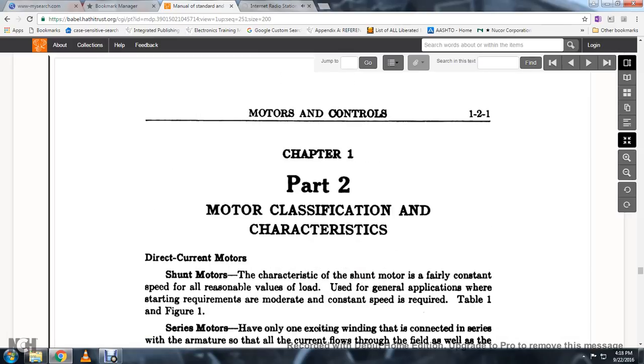Chapter 1, Motors and Operation, Motors and Controls, Chapter 1, Part 2, Motor Classification and Characteristics. Direct current motors: the characteristic of the shunt motor is a fairly constant speed for all reasonable values of load. The general applications are where starting requirements are moderate and constant speed is required. See Table 1, Figure 1.